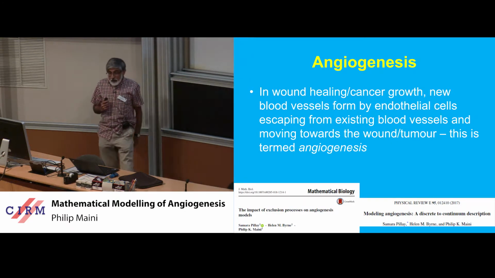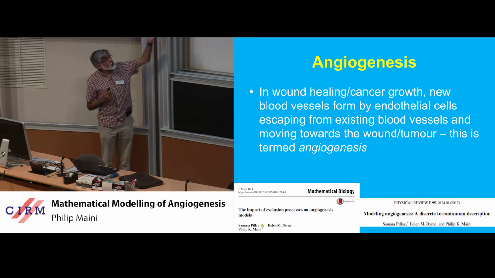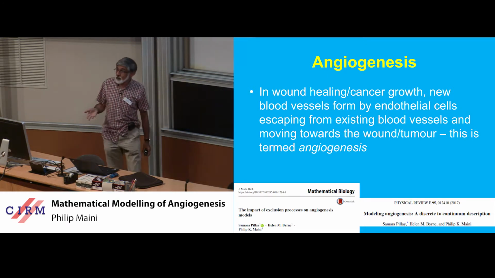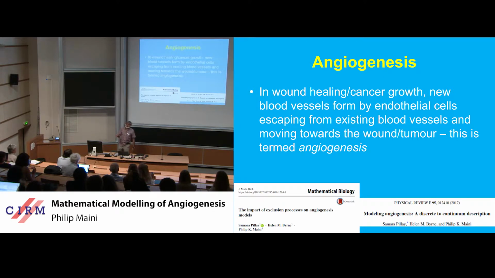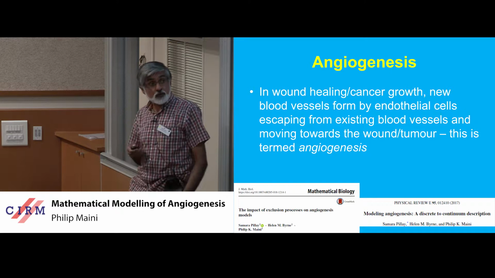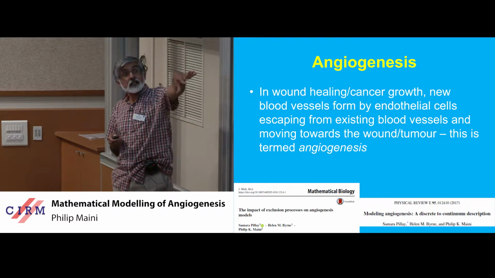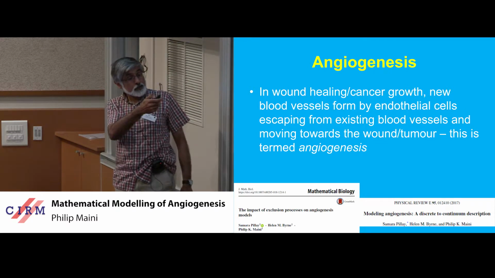Okay, so I think most of you know what angiogenesis is. Basically, it is a normal process that happens in the body. When you get an injury, new blood vessels form in order to repair the injury. And this is also what happens in cancer. And the formation of these new blood vessels is called angiogenesis. And the work I'm going to mention has been published with Samara Pillay, who was a graduate student of Helen and myself. And this paper here is about to appear.